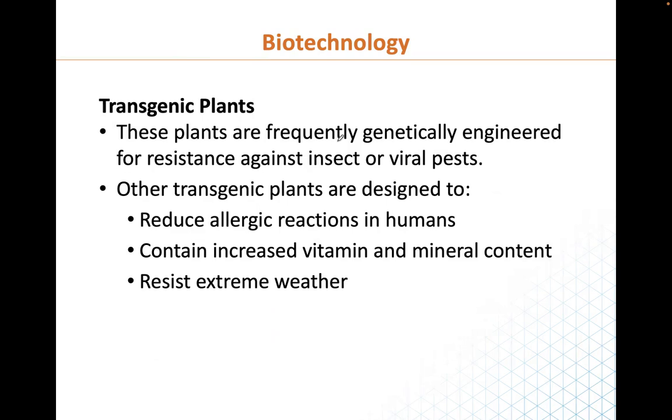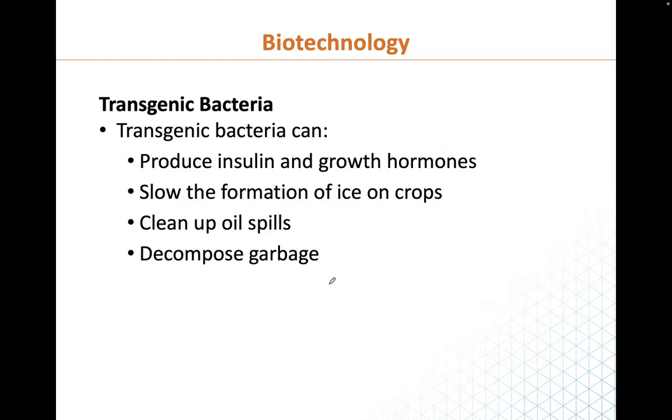Other transgenic plants are designed to reduce allergic reaction in humans. They contain increased vitamins and minerals, and they also resist extreme weather conditions. For example, if you live in places like Sweden, where in winter it's frozen, and you want to grow crops but everywhere is frozen, you can have a gene that would allow the plant not to freeze, and this plant will be fine even when all the plants are frozen in the environment.